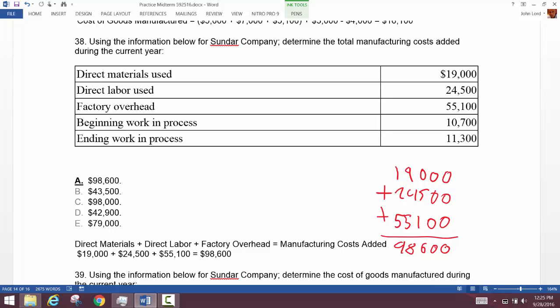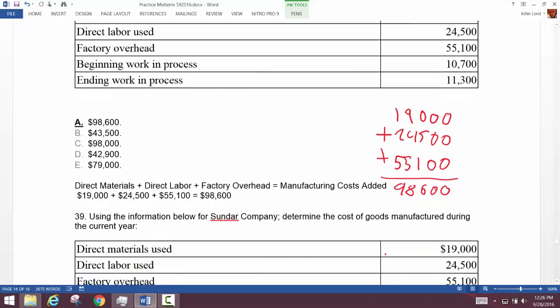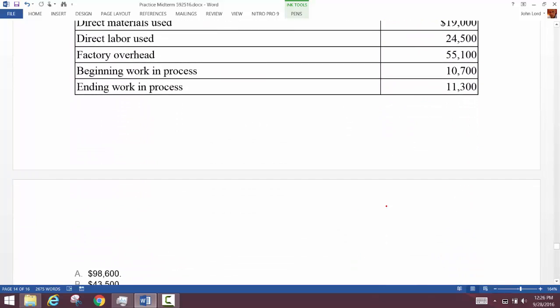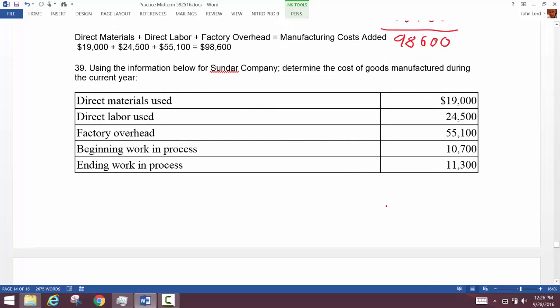Number 39, huh? You scroll with the... I use the mouse. You could probably do it off the screen, but I find that a little cumbersome. Okay. You do your base. Well, what are we looking for? Your cost of goods manufactured. Okay, good. Cost of goods manufactured by definition is what? It's the amount that gets transferred out of work in progress and into finished goods, right? Yeah. Okay, good. So what account are you going to analyze here?